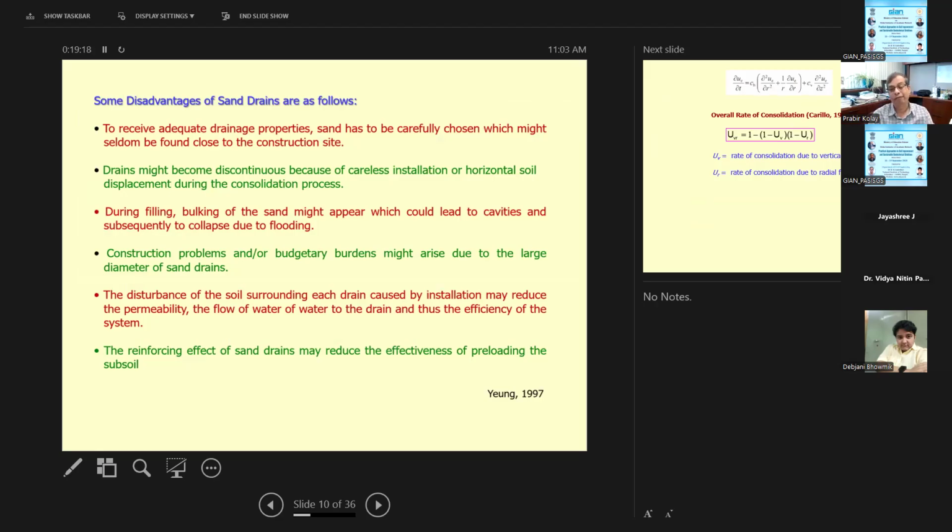Sand has to be carefully chosen; it might be seldom found. So we need to find it close to the construction site, right? The drain must not be discontinued because of careless installation of the horizontal drain placement during the consolidation process.